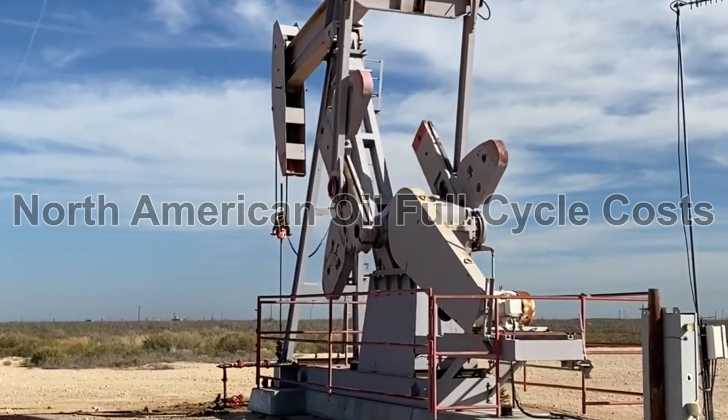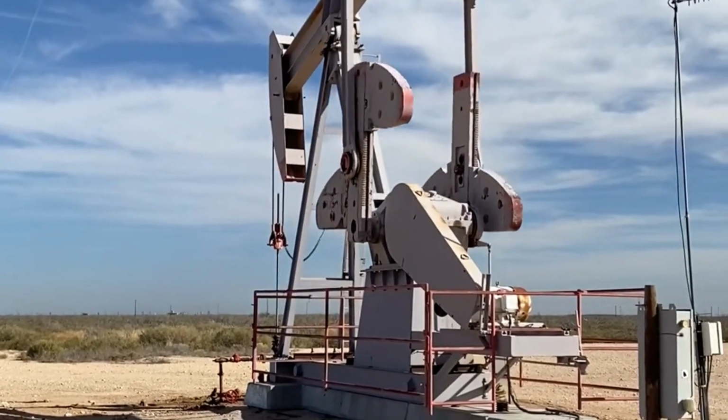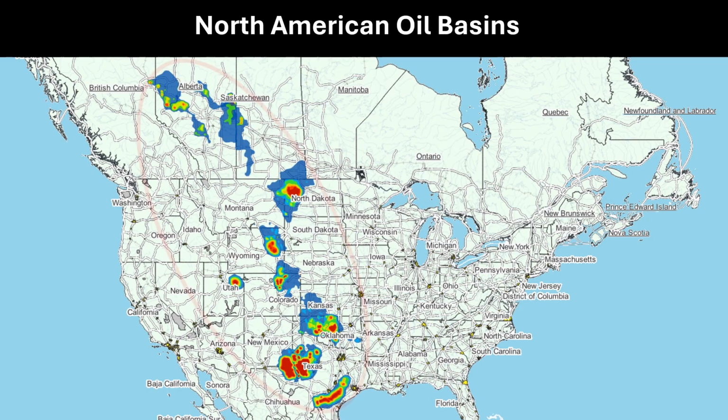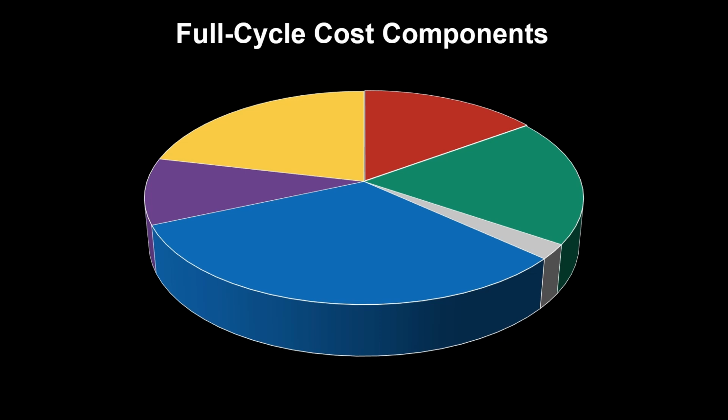getting it to market. Incorrys thoroughly analyzed all of the major oil basins in the US and Canada, excluding Alberta oil sands, to determine the full cycle cost of each of these basins. To begin, exactly what costs are included in the full cycle cost? Incorrys costs are broken down into 6 main categories.